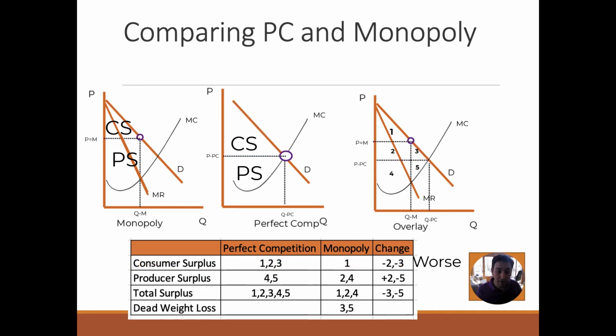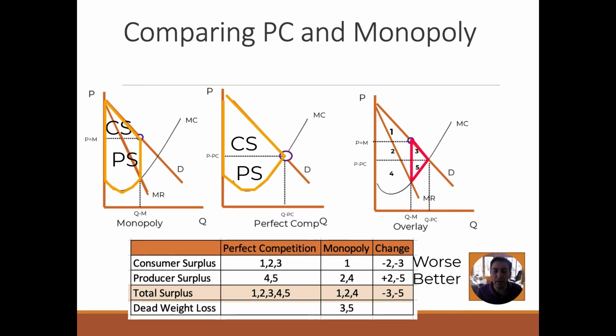All right, that seems to make sense. What about producers? They went from 4 and 5 to 2 and 4. They gained part 2 and lost part 5. Well, are they better or worse? You could figure it out, but they're better off. Otherwise, if they weren't, they have the option to lower their price and sell more, but they're better off. As a monopolist, you would rather have market power. That makes sense. But now why don't economists like it?